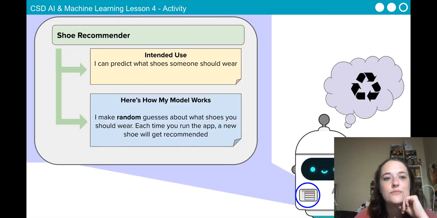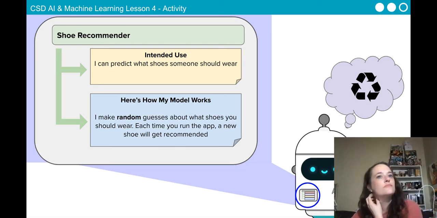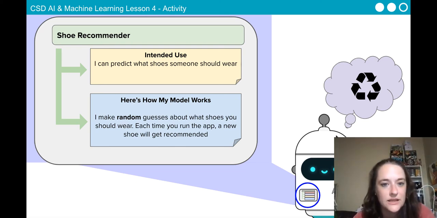So, the shoe recommender. This is a basic description of the app. The intended use is I can predict what shoes someone should wear. I make random guesses about what shoes you should wear. Each time you run the app, a new shoe will get recommended. That's exactly how it felt. Completely random. Absolutely.